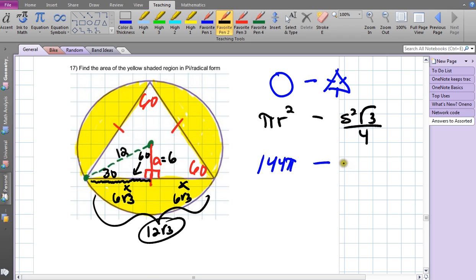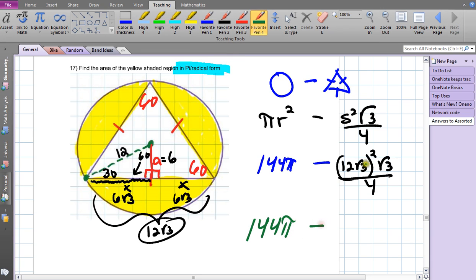So in this case, let's just plug it in. We have 12 radical 3 squared times radical 3 divided by 4. So what we want to do is leave this in pi radical form. How do we do that? Well, here's a pi. And over here, I'm going to take 12 radical 3, and I'm going to square it. So when we square 12, we get 144. And when we square radical 3, we get 3. So 144 times 3 is 432 radical 3 divided by 4.